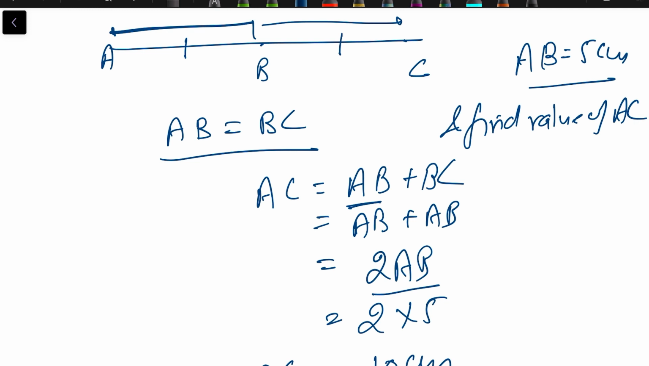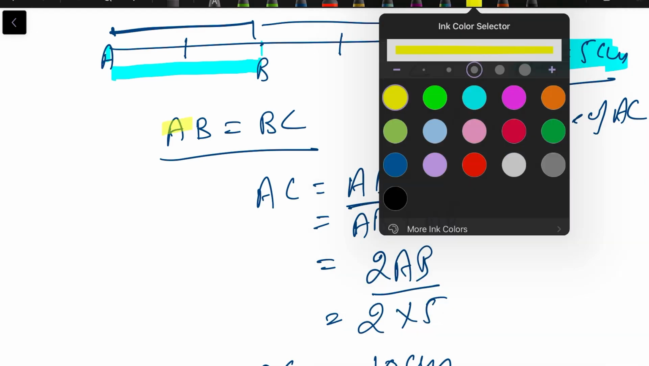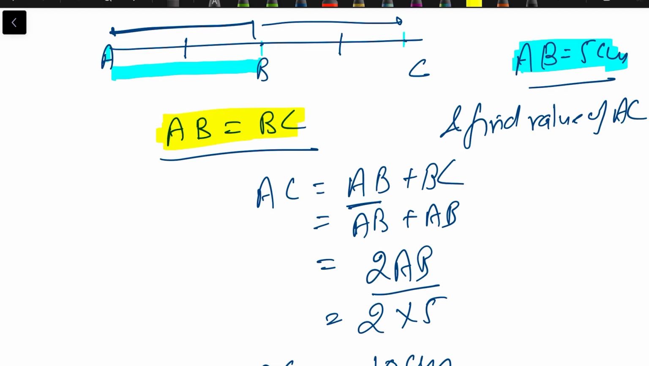Okay, let's repeat it again. We will have 3 points. This is point A, this is point B, and this is point C. The distance between point A and B, we have been given here as 5 centimeter. Now another condition that we have been given is this one: AB is equal to BC, from here to here. Both are equal.